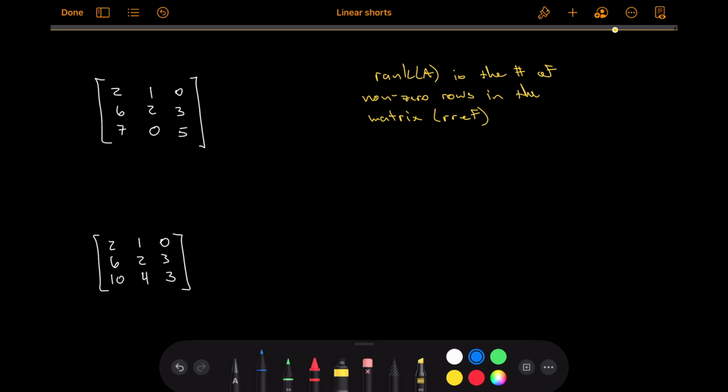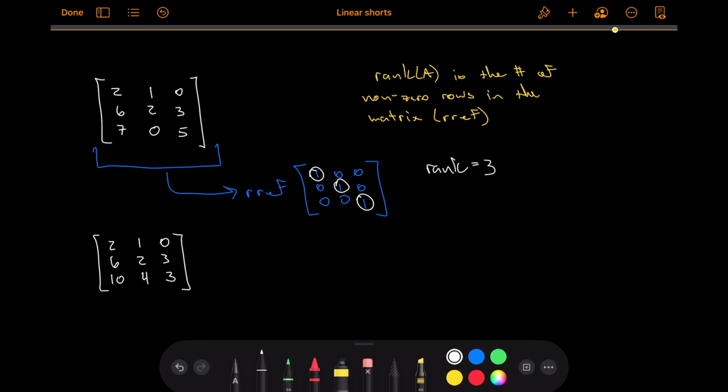So for the first one, when you put this matrix in row reduced echelon form, you'll get 1 0 0, 0 1 0, 0 0 1. And so we're looking for the number of non-zero rows. And so we have 1, 2, 3. So the rank for this matrix would equal 3.